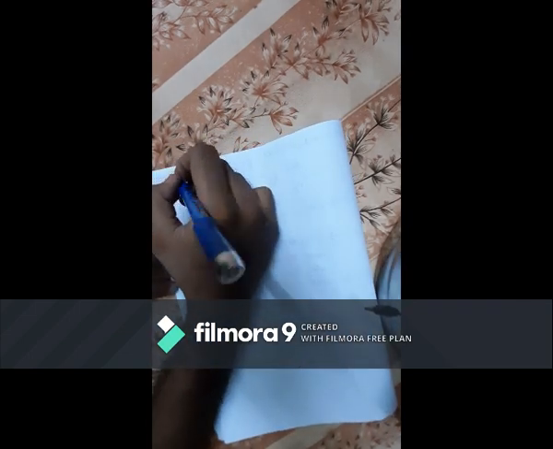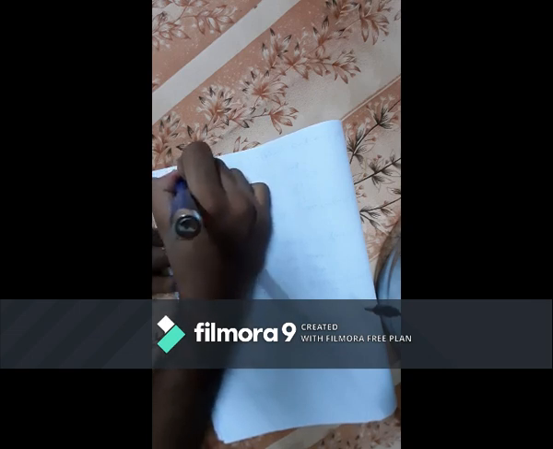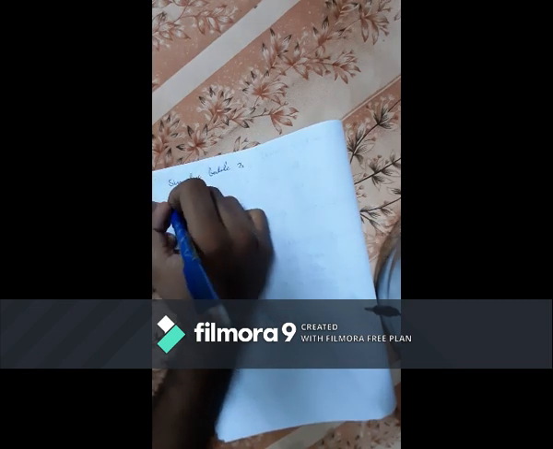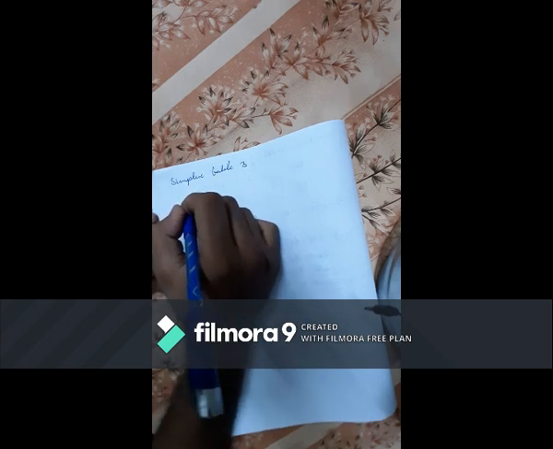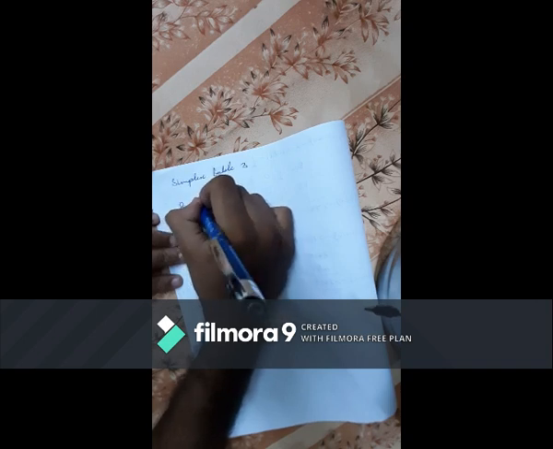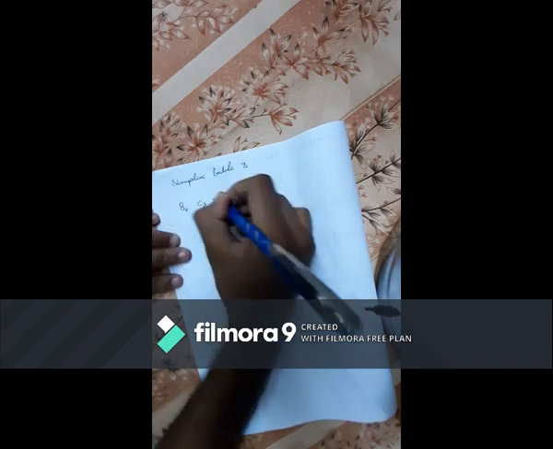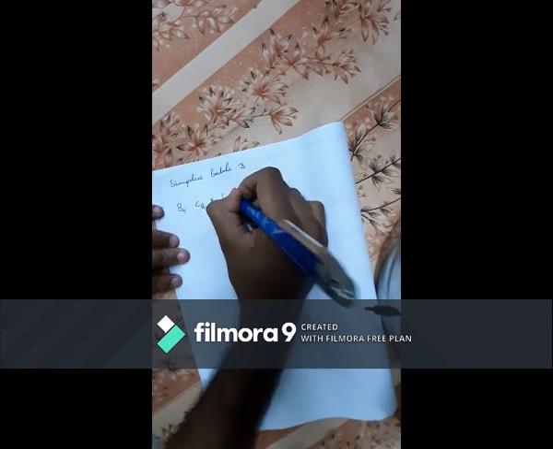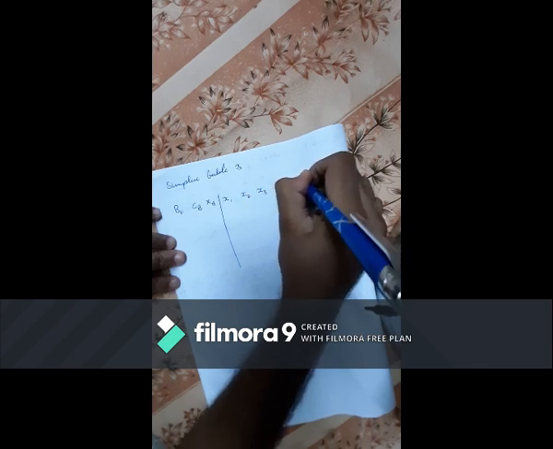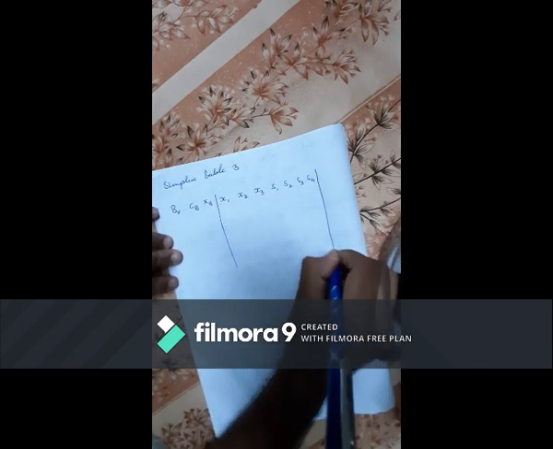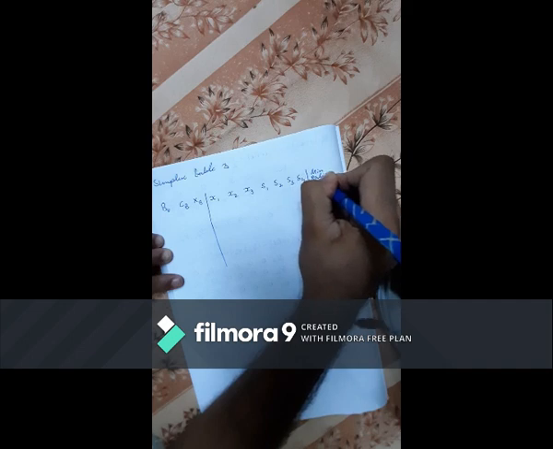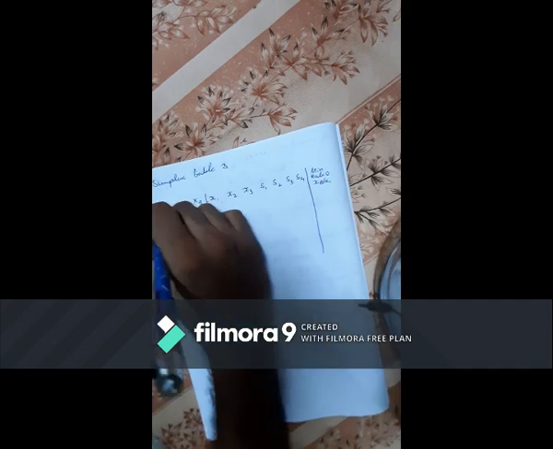So this is simplex table 3. In that we have the columns DV, CB and XP. Next is X1, X2, X3, then S1, S2, S3 and S4, and the minimum ratio, which is XP by XR.